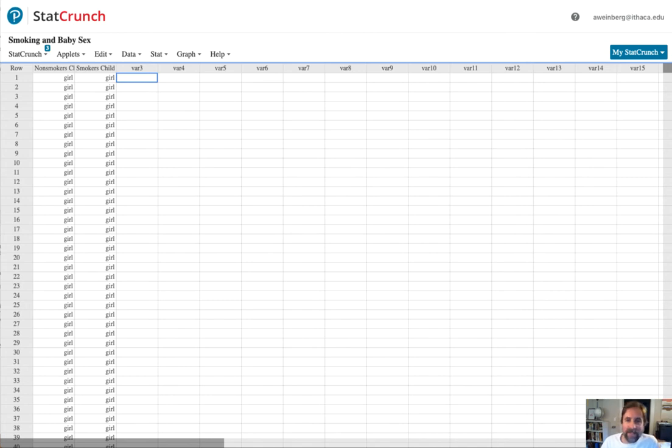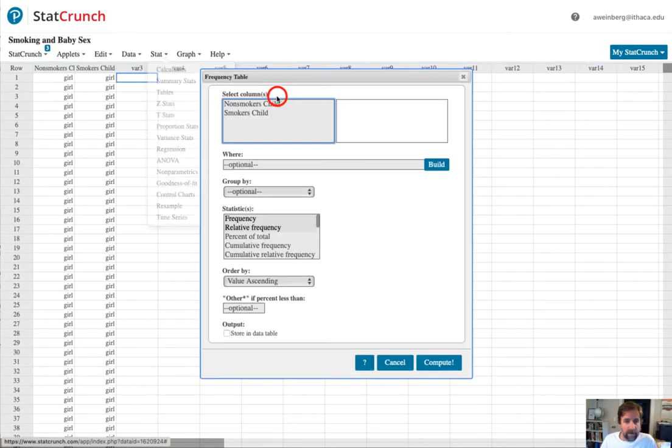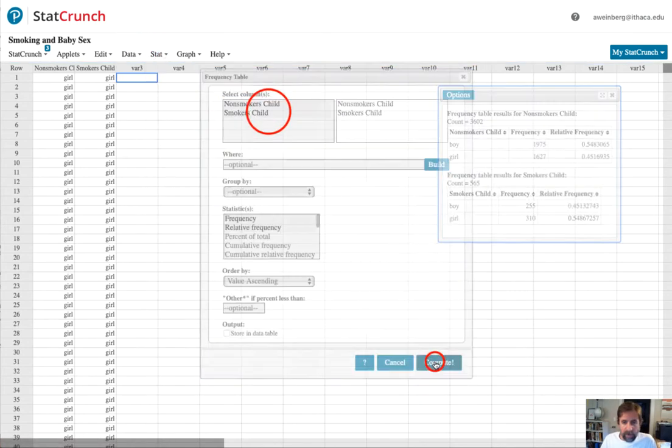Hey everyone, in this video I'm going to show you how to set up and test a hypothesis for comparing two populations with one categorical variable. The data set we have here is wondering about, do smokers tend to have more girl or boy babies compared to non-smokers? So let's look at a table of our data, the smokers and the non-smokers.